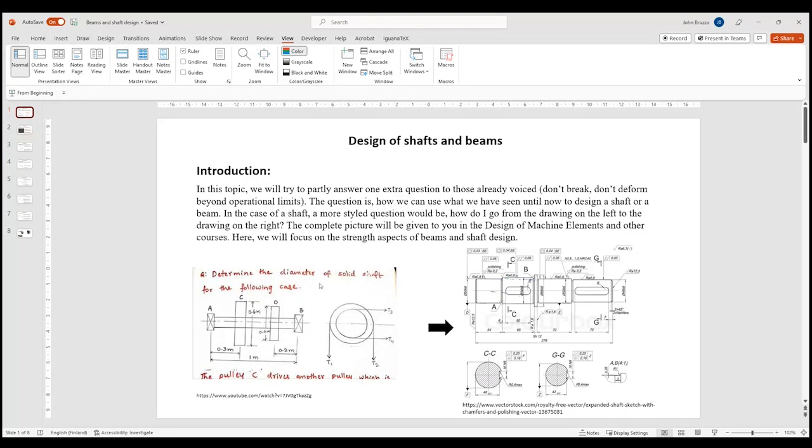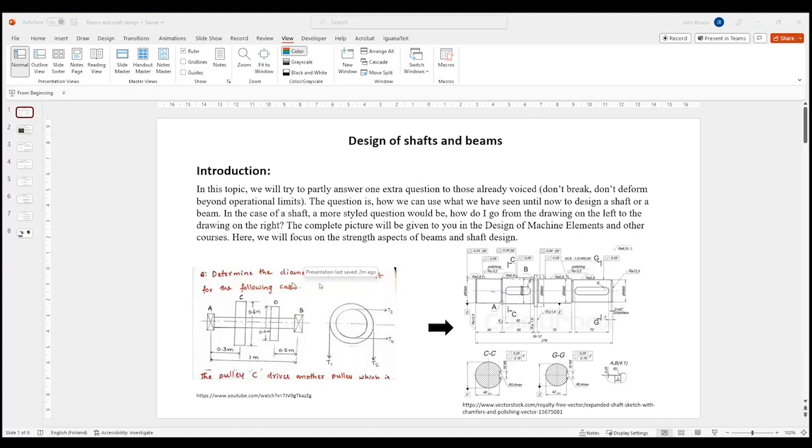In this topic about design of shafts and beams, you have seen some of these already, or you've already seen the main foundation to do that. This is pretty important in the sense that academically, when we're studying this, it's pretty obvious that you are given an exercise.